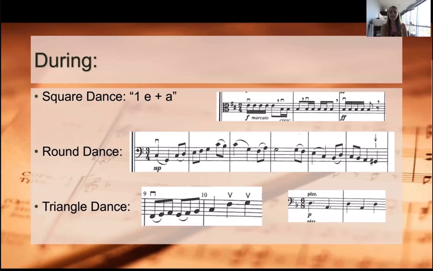And then in the lower lines, so this goes for string bass and for cello, you have at the very beginning this pizzicato where you have the main beat, 1, 2, 3, 4, 5, 6, and then the hemiola, 1, 2, 3, 4, 5, 6. So same thing as the violin right there.